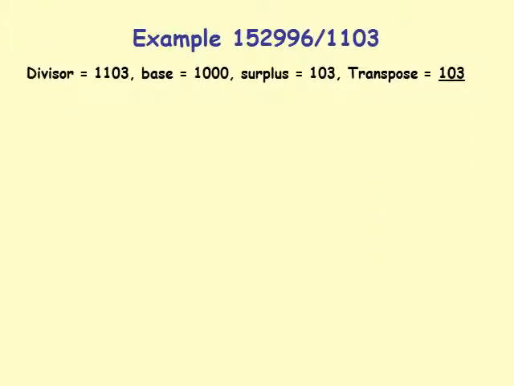Example: 152996 divided by 1103. Now I have a 4-digit divisor. Divisor is 1103, base is 1000, surplus is 103, transpose of the surplus is negative 103. Two-step division is 1000 times 1. 1000 is the natural base number and 1 is the other factor of the chosen base.